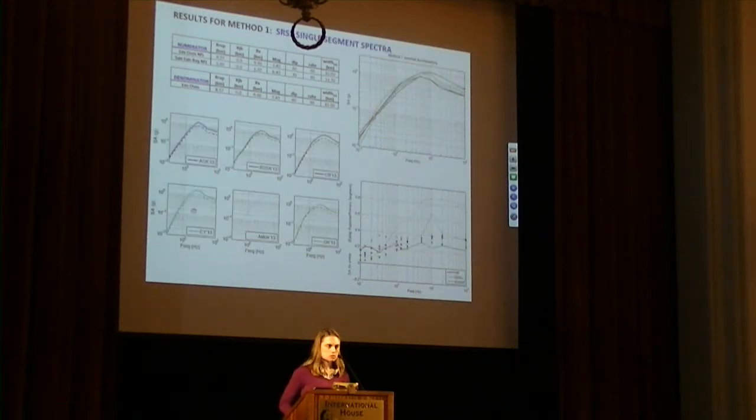I'm also showing only 6 GMPEs and not all 9, because Bindi, Idriss, and Zhao don't have a hanging wall factor, so I'm not showing those. So these are the GMPEs for method 1, and then the factors. Again, the factors at the low frequencies compare pretty well with the simulations, and at higher frequencies they compare better with SDSU and Graves and Pitarka, with the exception of this bump here.